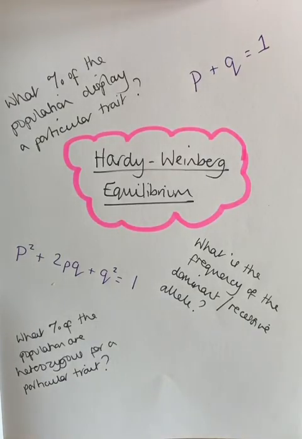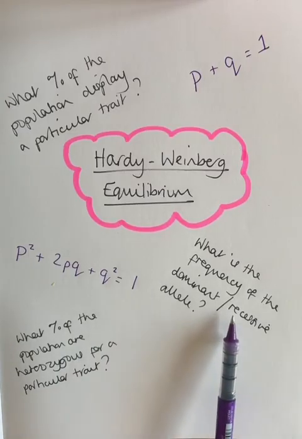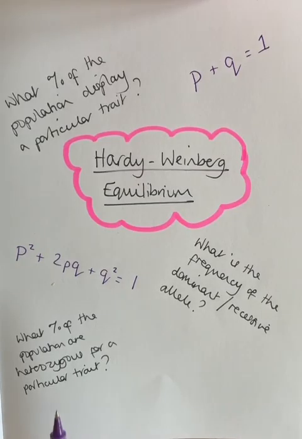So in this video, we're going to look at the Hardy-Weinberg equilibrium and the sort of questions you might get. You could get asked, for example, the percentage of the population that display a particular trait, or the frequency of a particular allele, be that the dominant or the recessive, or even what's the percentage of a population that are heterozygous for a particular trait. And there are two equations you need to know about this. So we will first of all look at how these equations relate to the gene pool.